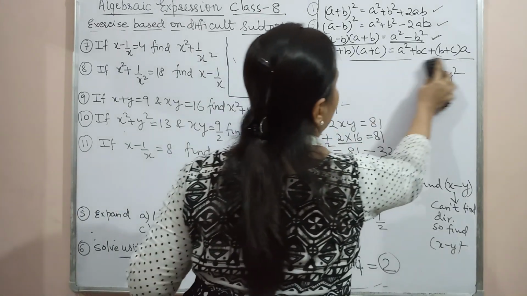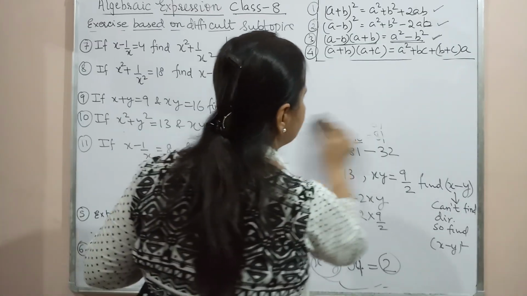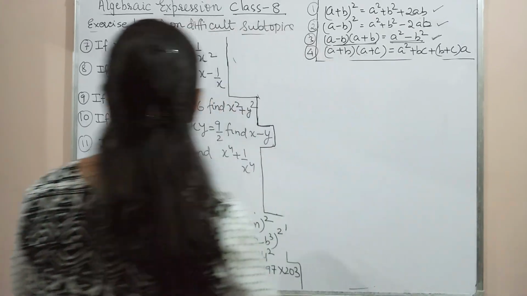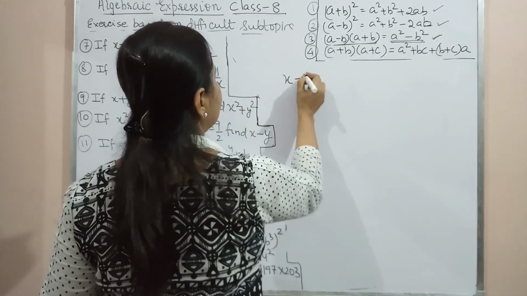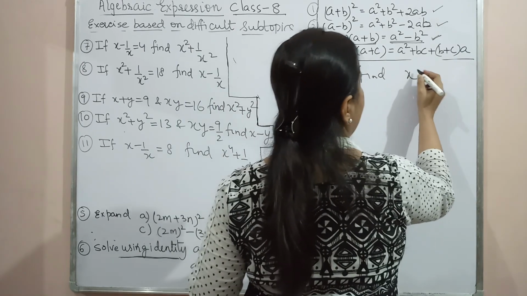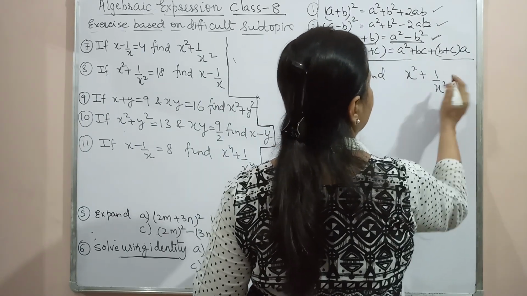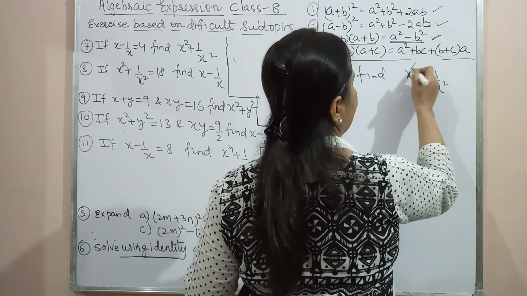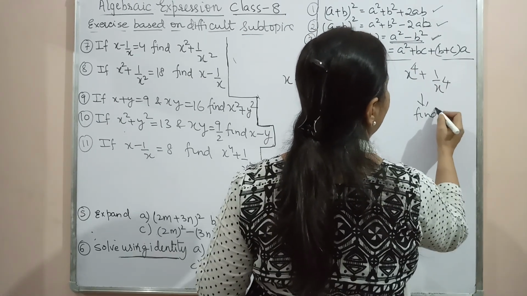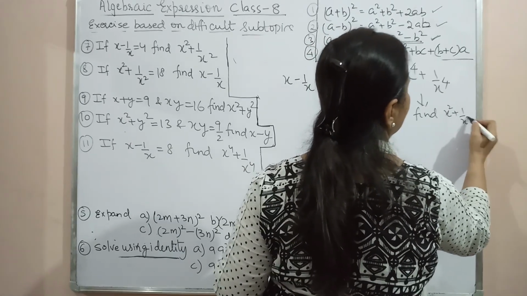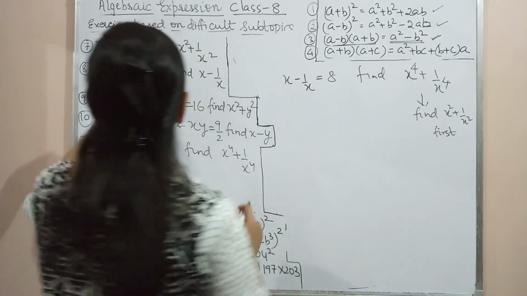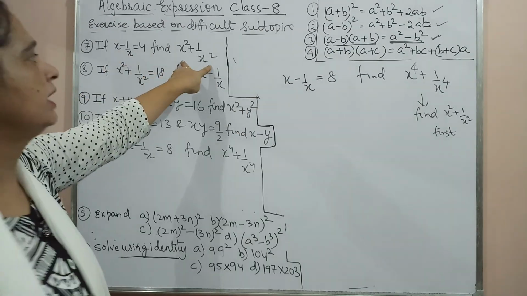Now we are left with only the last question. And the last question is, if x minus 1 upon x is 8, find, here instead of x square plus 1 upon x square, what is given is x to the 4 plus 1 upon x to the 4. So here first we will find x square plus 1 upon x square. Okay, we have already done this question. If this is given, then you know how to find this.